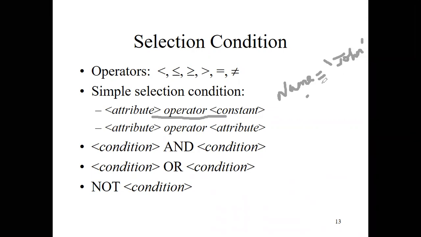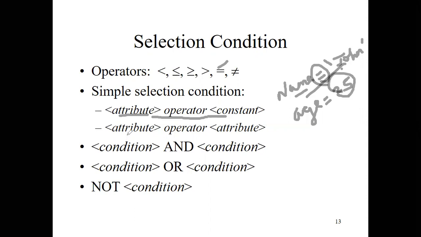What actually is this condition? Name is nothing but the name of the attribute. Second one is the operator. The operator can be less than, equal to, greater than, not equal to, like that. Then it is a constant. It can be like age is equal to 25. This is a constant value.